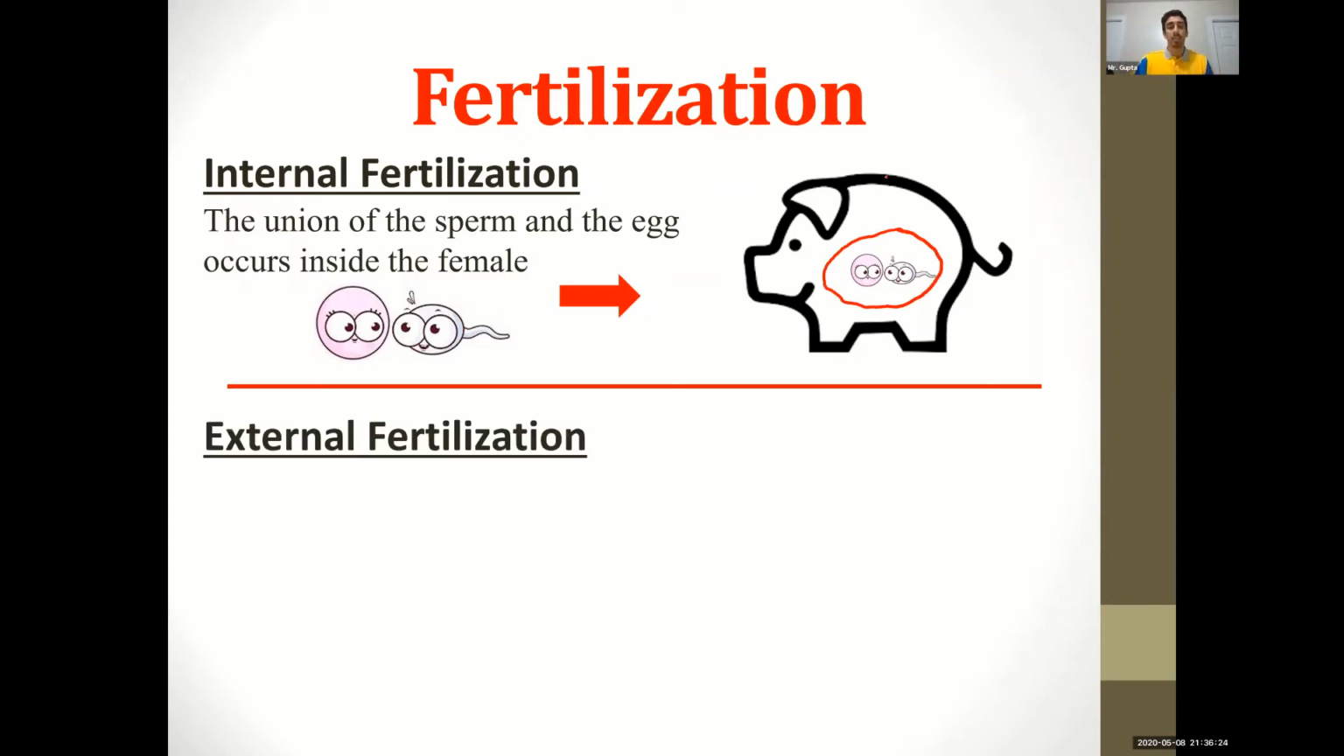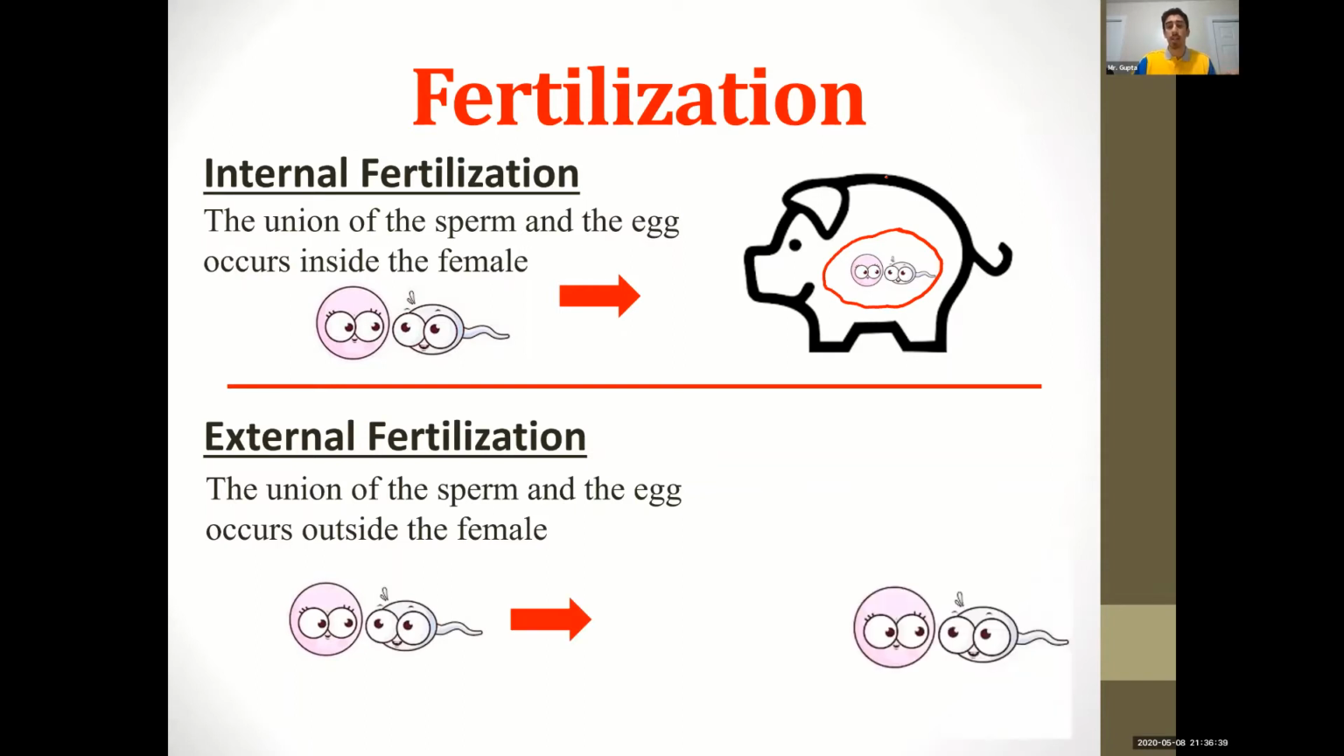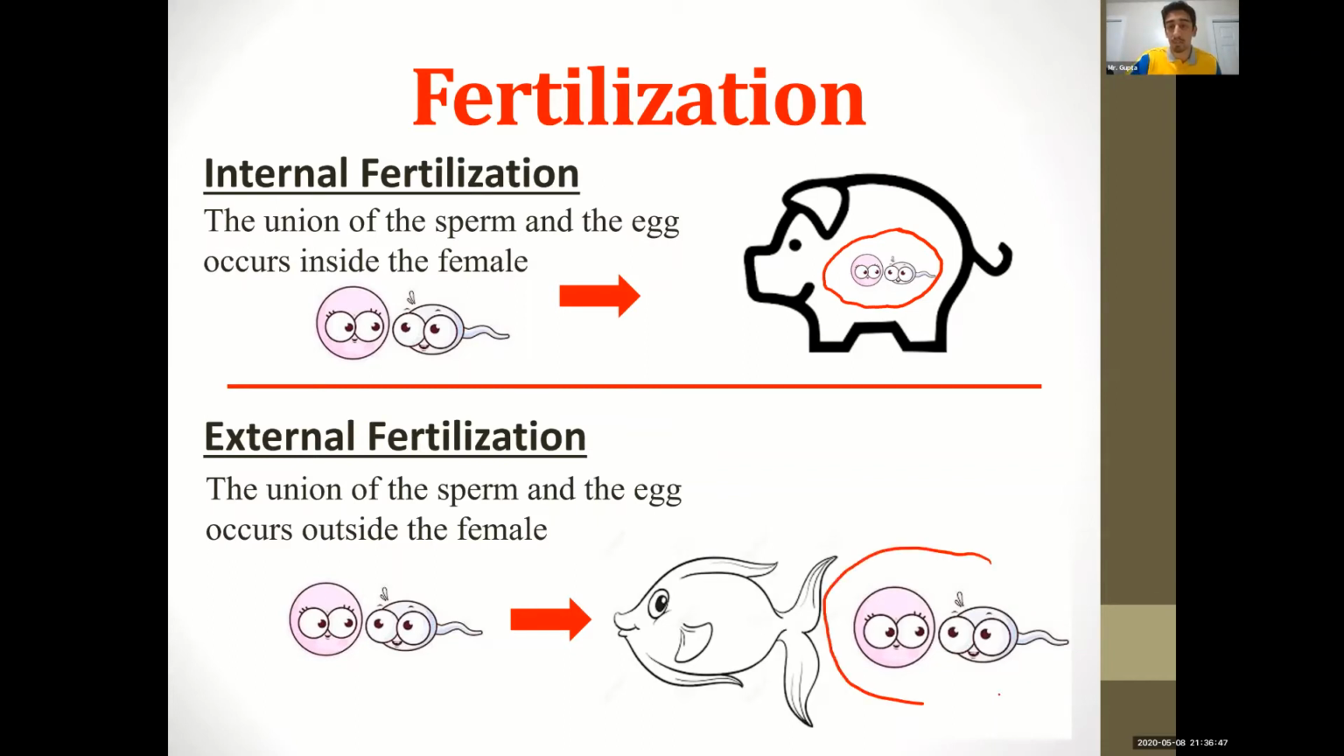This is just an example. Now, if we contrast this with external fertilization, the union of the sperm and the egg occurs outside of the female. So let's look at the visual diagram for a better understanding. We have the same sperm and egg. Well, they're different actually, but they're different because now this sperm and egg, they're joining outside of the female, outside of the fish. So I've just circled it once again. So internal fertilization, when the sperm and egg fuse inside of an organism. External fertilization, when the sperm and egg fuse outside the organism.